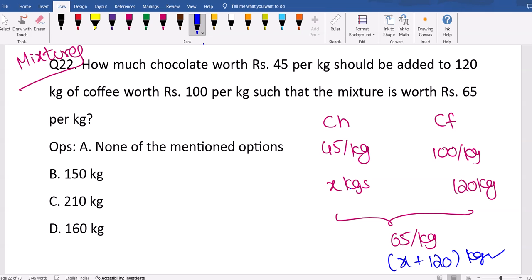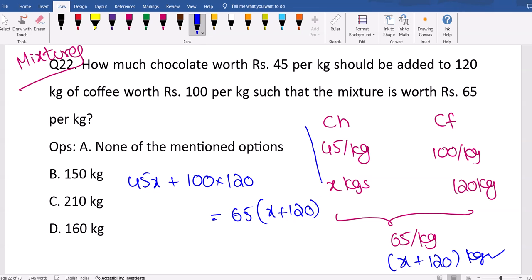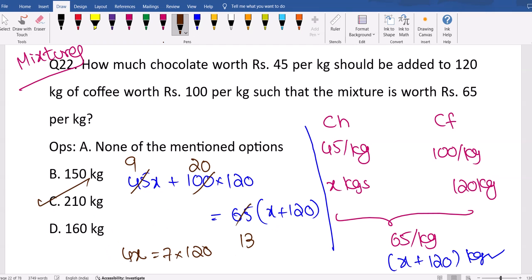This is 45 per kg, X kgs, and here 100 per kg, 120 kgs. The mixture should be 65 per kg. Number of kgs is X plus 120. So you can calculate. 5 times 9, 5 times 20, 5 times 13. 13x and 9x, 4x. 20 into 120, 13 into 120, 7 into 120. X is nothing but equal to 210.